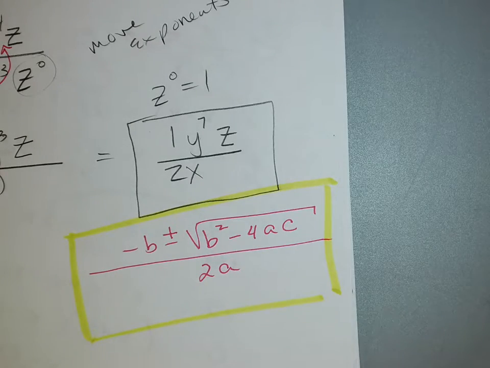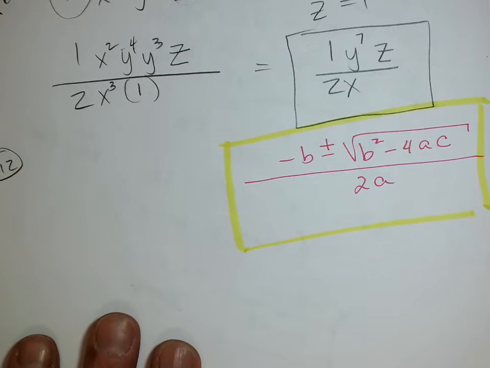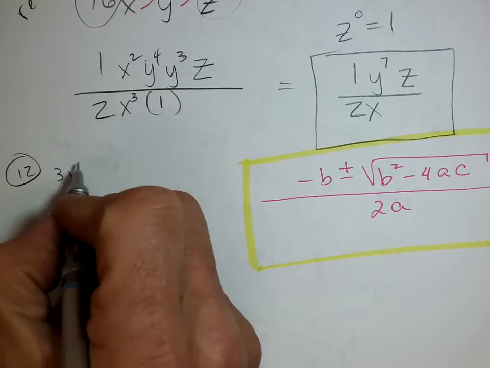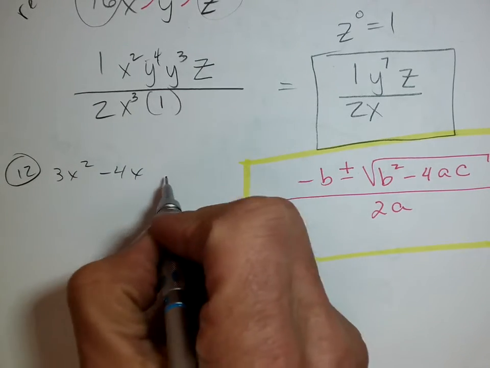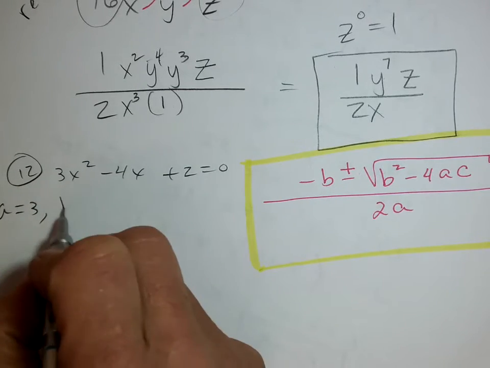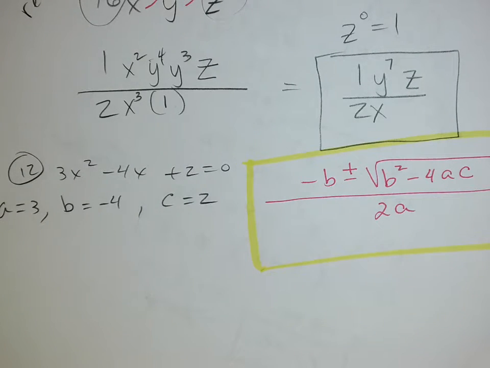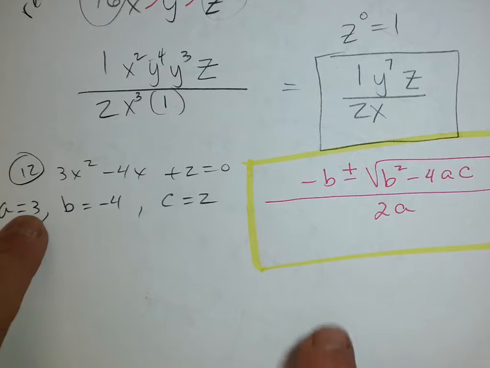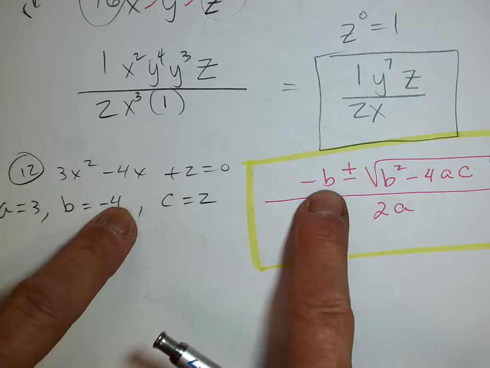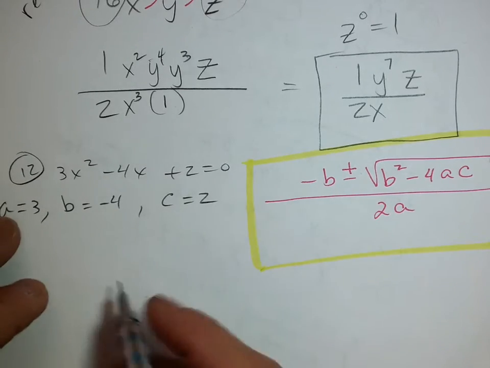So here's my question. I have 3x squared minus 4x plus 2 equals 0. A is 3, B is negative 4, and C is 2. So we're going to plug A in, B in, C in. I'm going to take a negative 4 and make it a negative negative 4, which is positive 4. I'll show every step though.